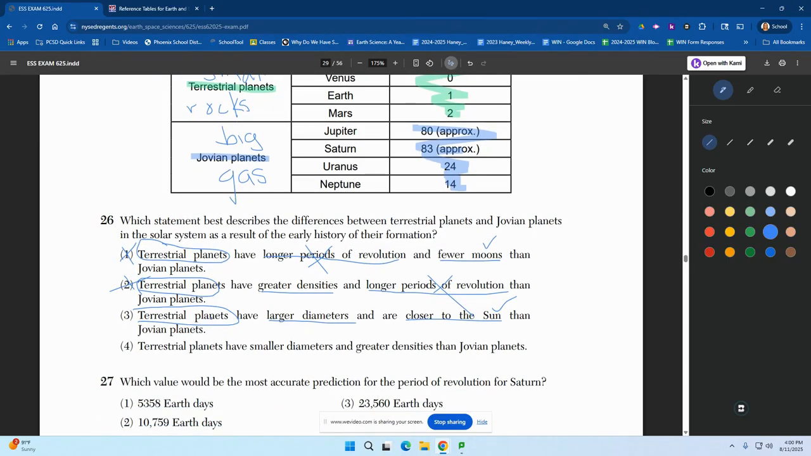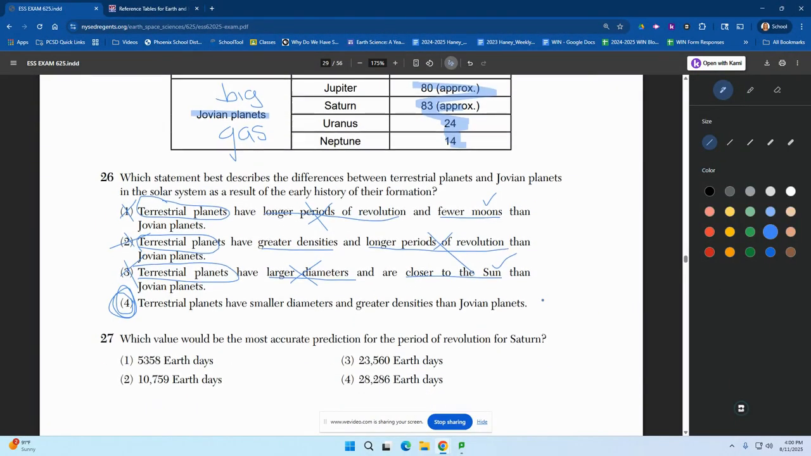And so this says terrestrial have larger. That's not true. So I can get rid of that one. So 3 is not my correct answer. That leaves me with number 4.